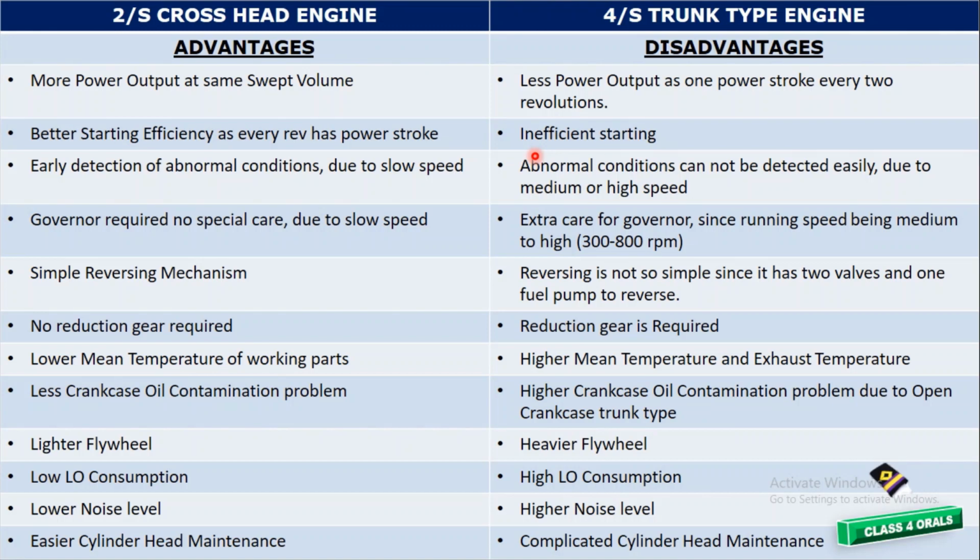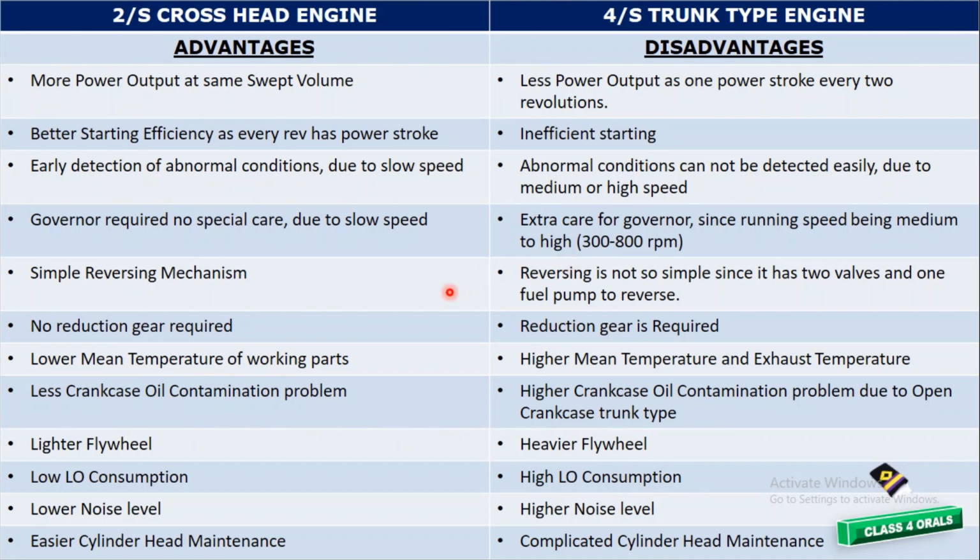there is inefficient starting. In the 2-stroke, the early detection of abnormal conditions is possible due to the low speed, whereas in the 4-stroke the abnormal conditions cannot be detected easily due to medium or high speed. Fourth, the governor requires no special care due to the slow speed of the engine, whereas in the 4-stroke extra care is needed for the governor since the running speed is medium to high, that is 300 to 800 rpm.